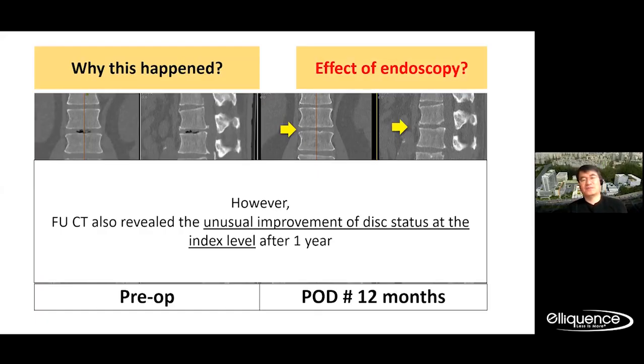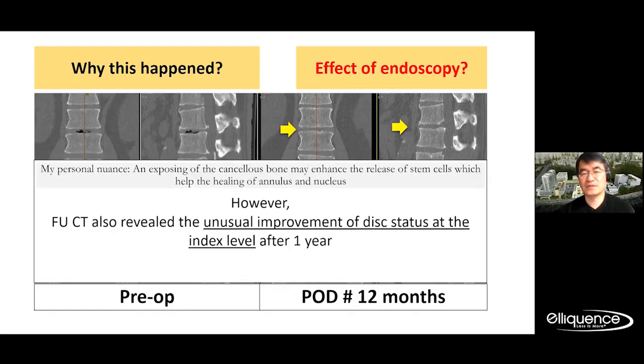So by this presentation, you participants may suggest your opinions on why this kind of disc improvement can occur following thoracic discectomy, right? My personal nuance is that exposing the cancellous bone may enhance the release of stem cells, which help the healing of the annulus and nucleus. I'm not sure what the real cause is.